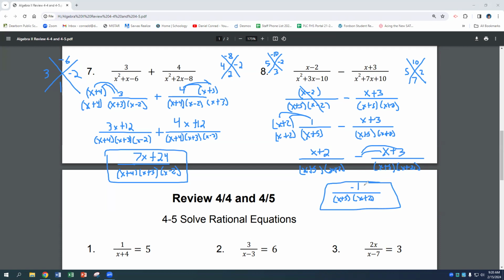Okay, so that's 4, adding and subtracting rational expressions. I'll do another video here on 4 and 5.